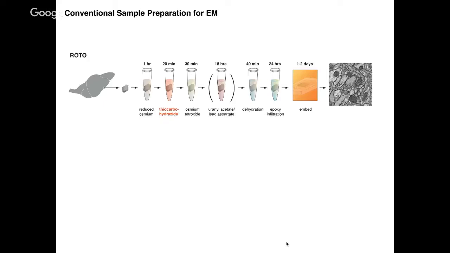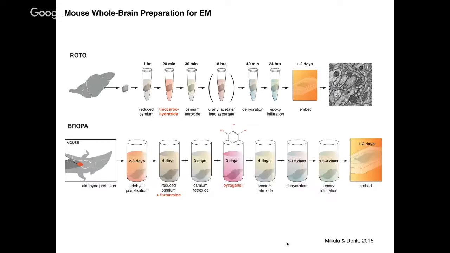So I had to spend a couple of years figuring out how to modify the existing protocol to get it working in larger samples, and I'll just present the result here. This is called BROPA, or brain-wide reduced osmium staining with pyrogallol-enhanced amplification. The basic idea was to first examine the reduced osmium step and explore what I would call an augmented or expanded parameter space.